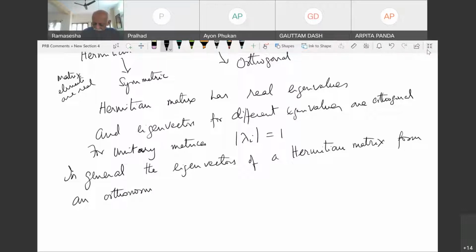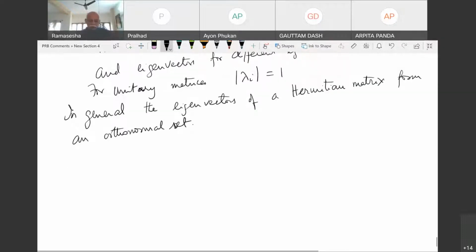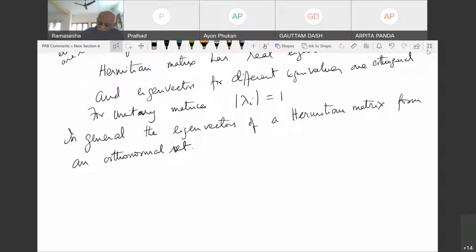Okay, so now let me come to the problem of diagonalization of a Hermitian matrix.